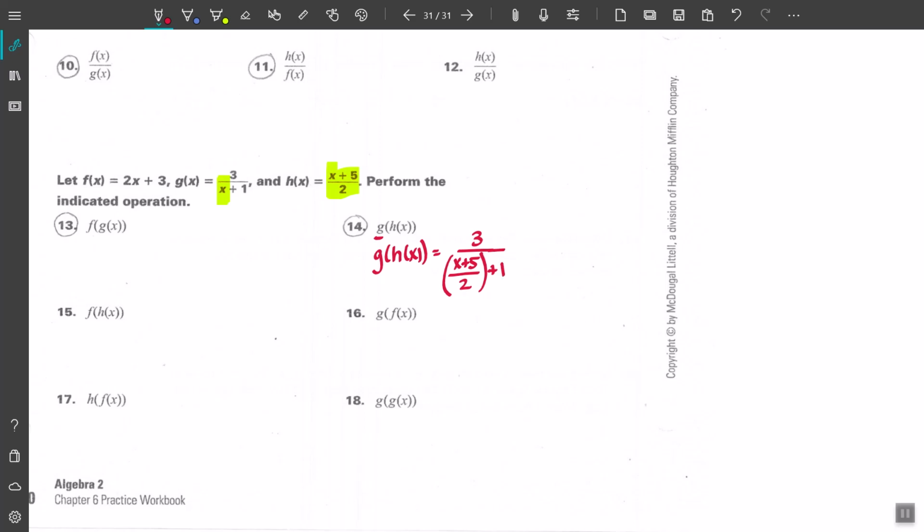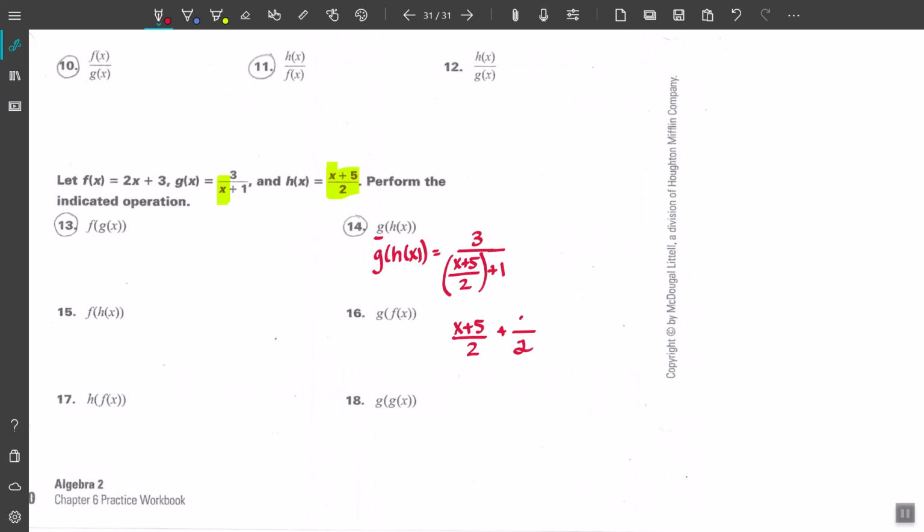All right, so now I have a numerator that's pretty much simplified. I can't do anything there. I do need to take care of this very complicated denominator. Again, I have two fractions that need to be added together: an x plus 5 over 2, and a 1. If I want to make those both have the same denominator, I'm going to change my 1. I'm going to put a 2 in that denominator, and then I've got to multiply by 2 up here as well, so that I don't change the value of the number 1.